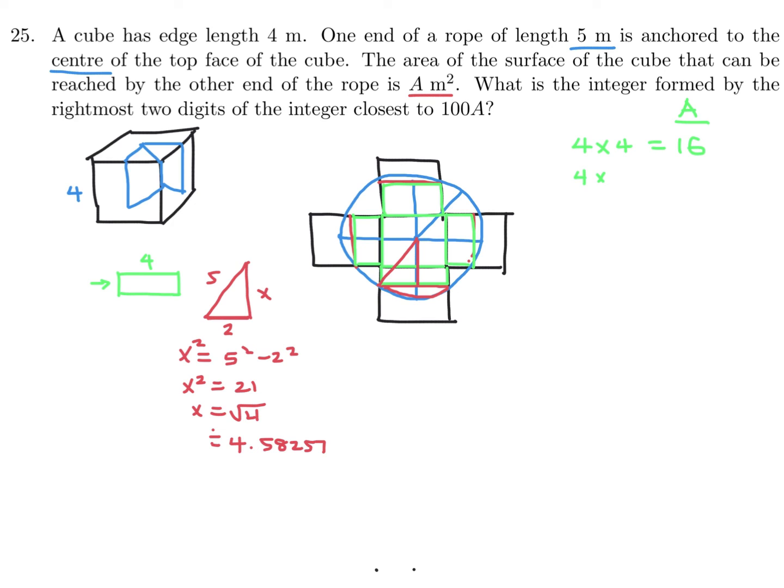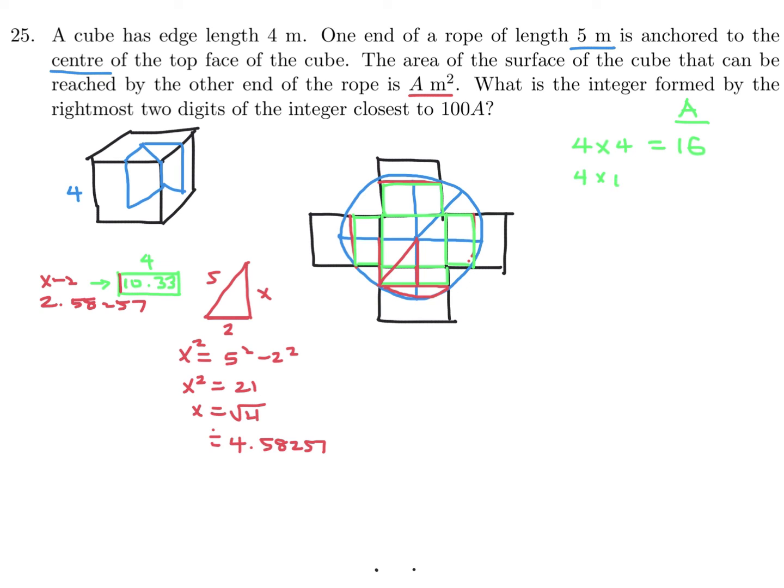But we're not interested in that whole x. We just want from here to here. We just want this guy. We want from here to here. So that's going to be x minus 2. So this guy is x minus 2. And that calculation is 2.58257. And therefore the area of that rectangle would be 4 times 2.58257. And when you do that math, you get approximately 10.33.